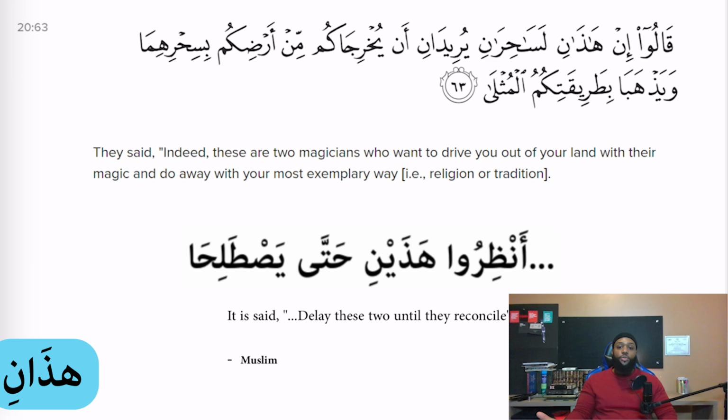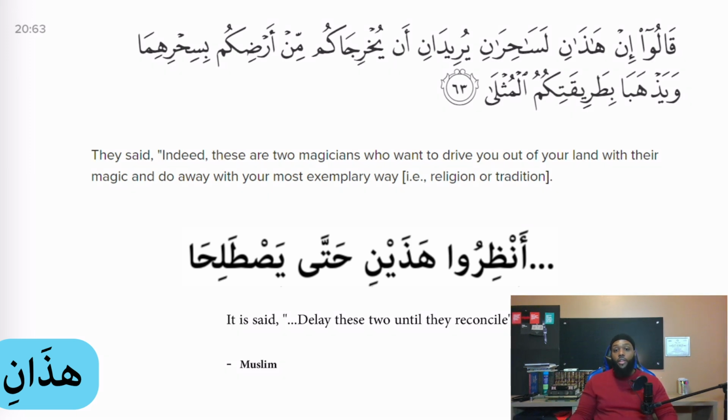So these two in the dual form, masculine. So we see here, قالوا, they said, right? Referring to the people of Fir'aun. In هذان, referring to Moses and Aaron, peace and blessings be upon them both. In هذان, these two, لساحران, right? So sahir, a magician. Sahirani in the dual form. So in هذان لساحران. Indeed, these are just two magicians who are trying to expel you from your land, etc., etc.